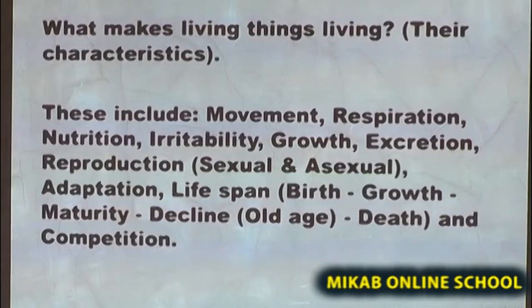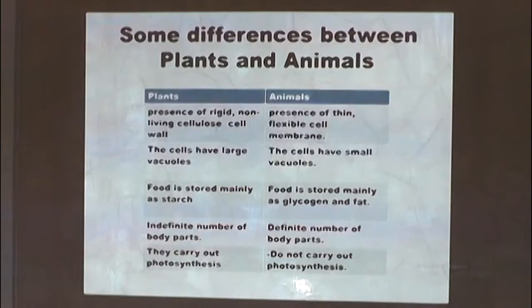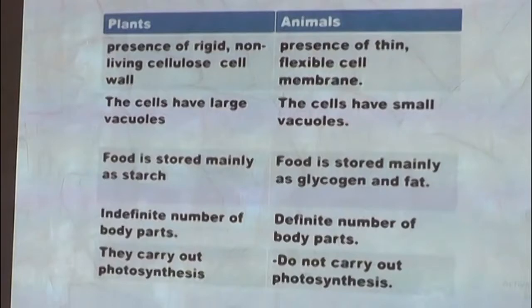Then another aspect of characteristics of living things is competition. Every living thing competes, both animals and even plants. Now, despite the fact that living things include plants and animals, that does not mean that plants and animals, even though they carry out the same characteristics, are the same in every way. What difference can we get between plants and animals?